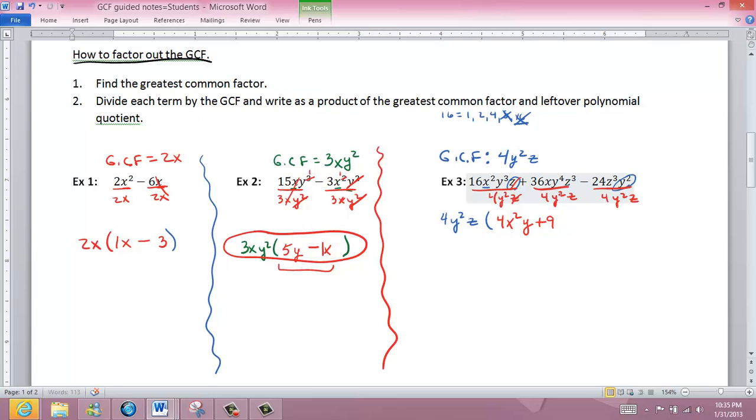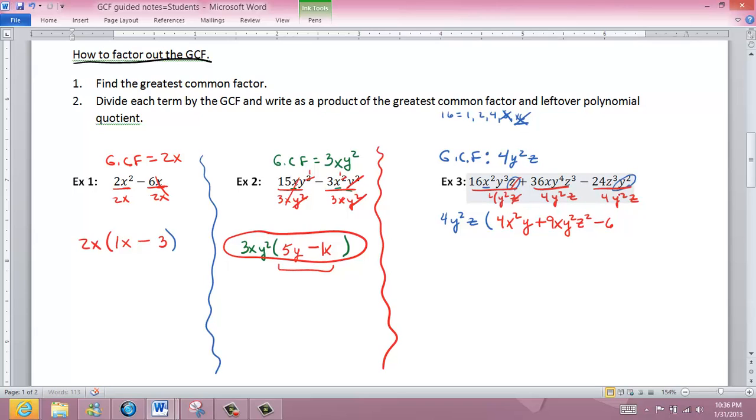Excuse me. I can't cancel out that x, so I have x. I have 4 y's on top, 2 on bottom. So I have more on top by 2. And if I have 3 z's on top, 1 on bottom, I have more z's on top by 2. Minus 24 divided by 4 is 6.